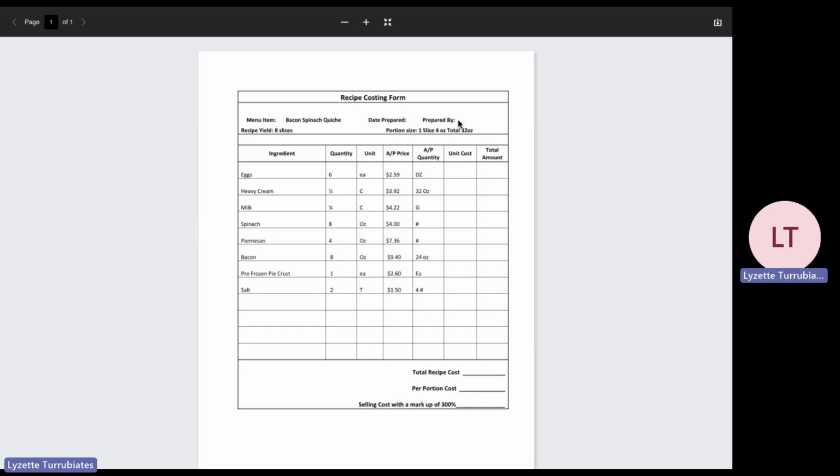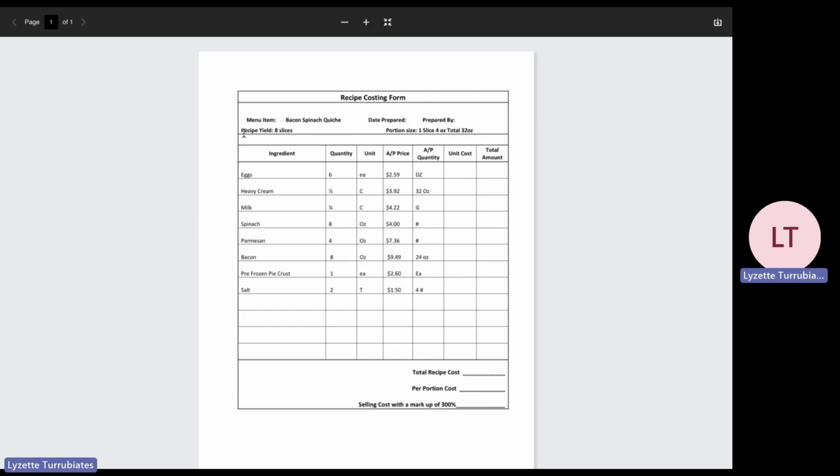You definitely want to put prepared by so we know if there was a mistake. Maybe there's a mistake in pricing. Maybe there's a mistake in the quantity that was written on there. We want to know who we can go to so that we can figure out and create a solution for any issues that may arise.